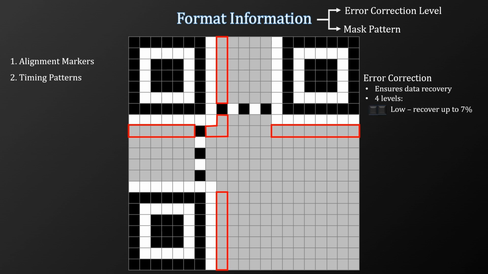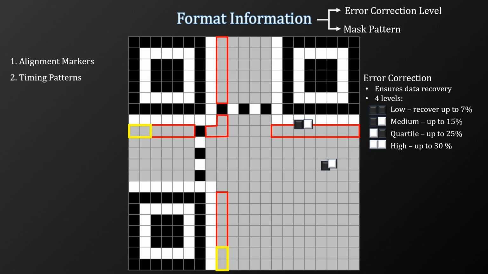Low, which recovers up to 7% of data. Medium, up to 15%. Quartile, up to 25%. High, which can recover up to 30%. For our example, we'll use the medium level, striking a balance between robustness and data capacity. Let's encode the first 2 bits of formatting information with the pattern for medium-level error correction.